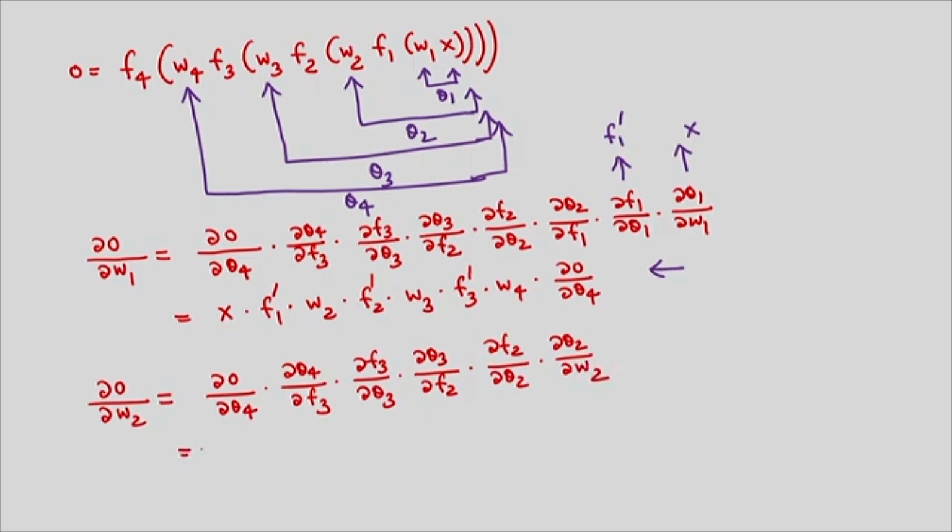So corresponding to this, I can write in this form F1 into F2 dash into W3 into F3 dash into W4 into del O divided by del theta 4. So I can write in this form.